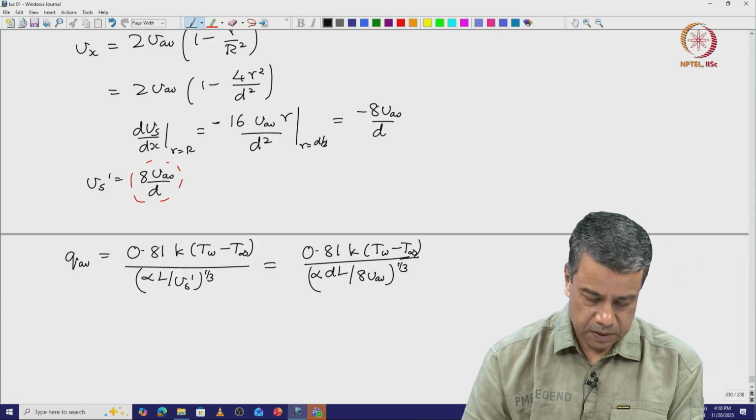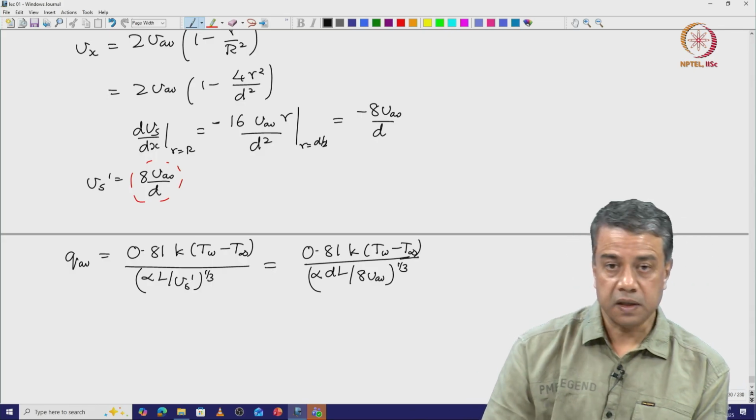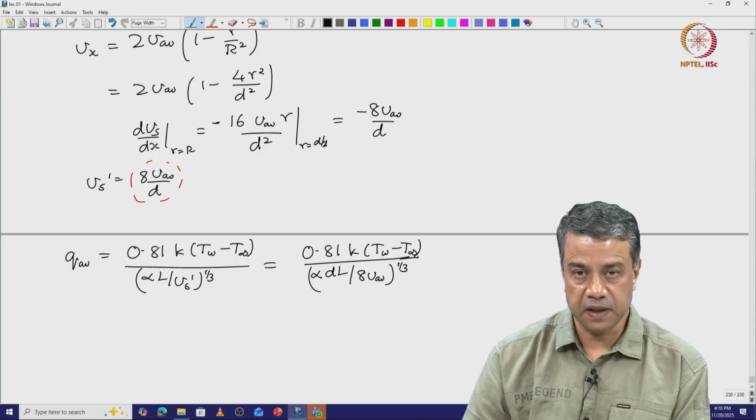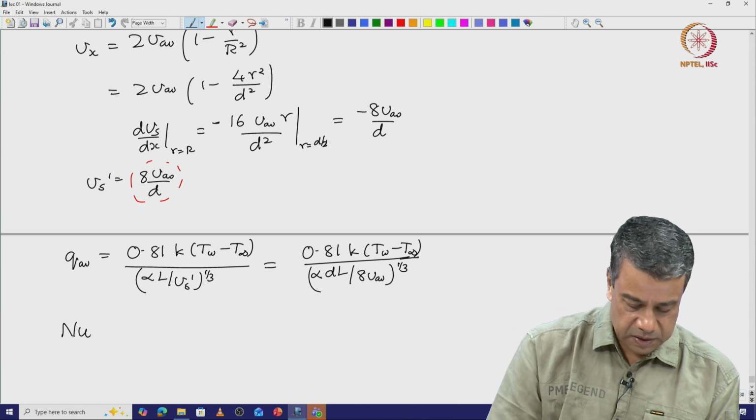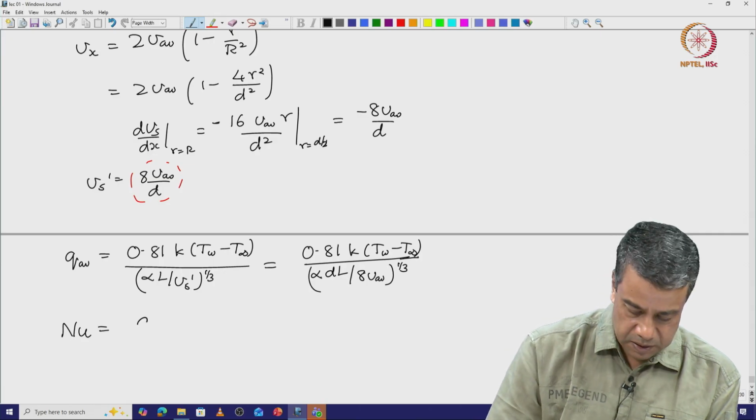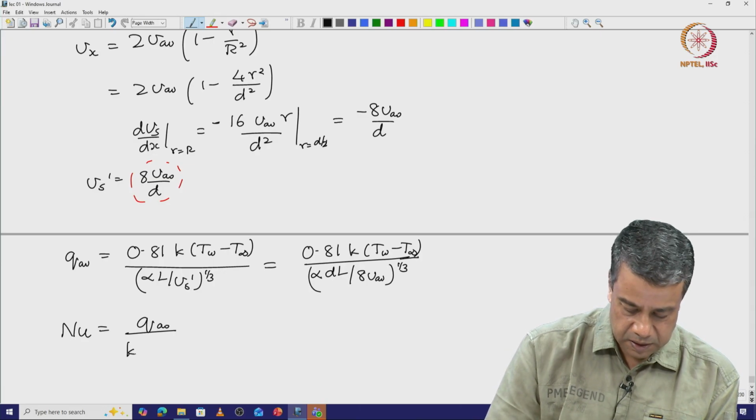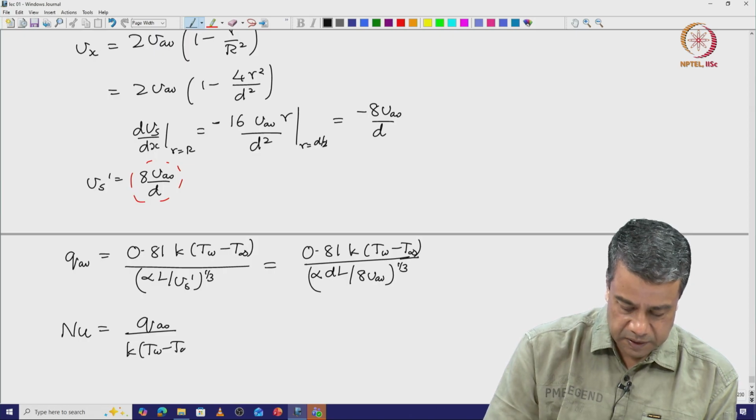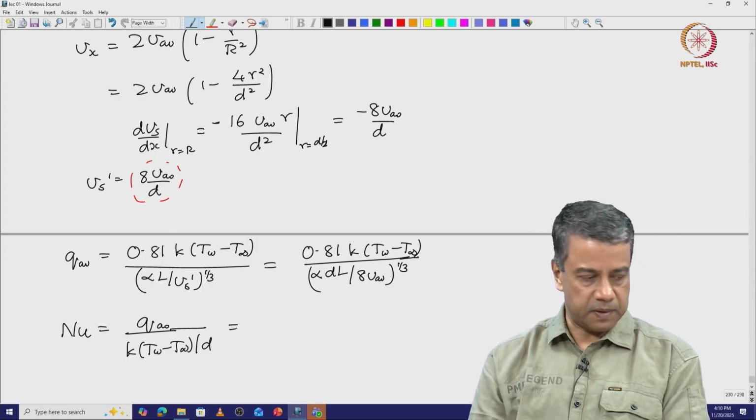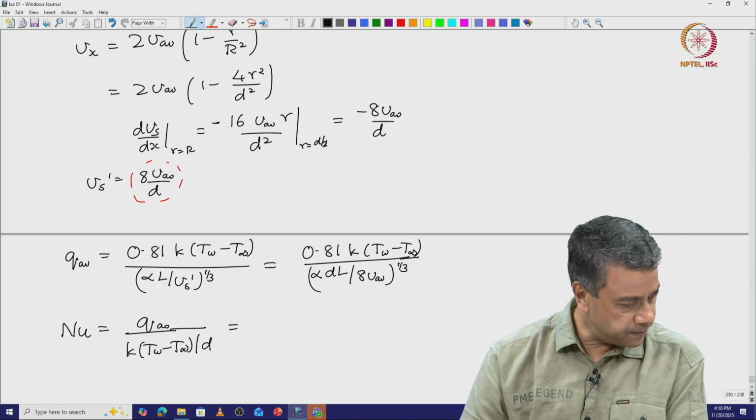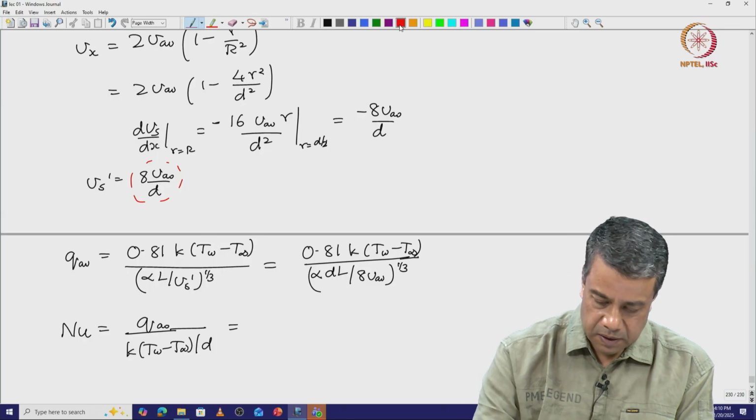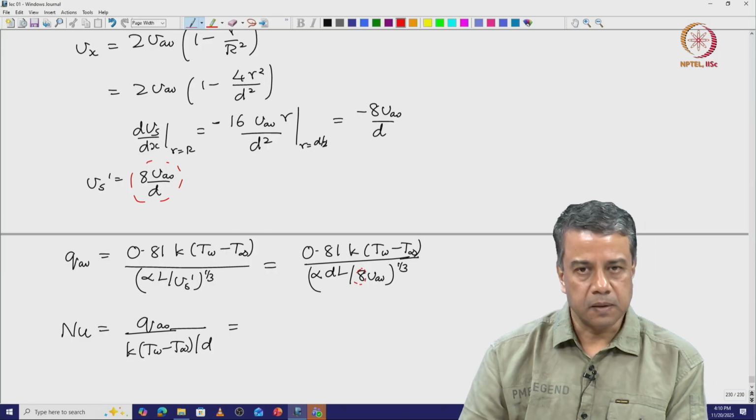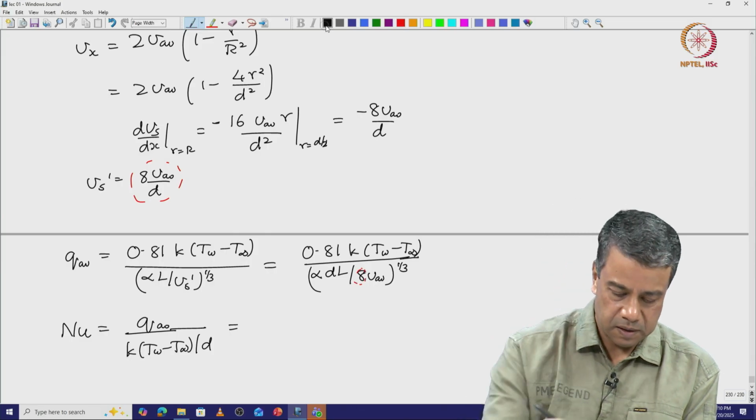The Nusselt number for a pipe flow is defined with respect to the pipe diameter. Q average by K into Tw minus T infinity by d. And you can easily see this factor of 8 power 1/3 is just 2.